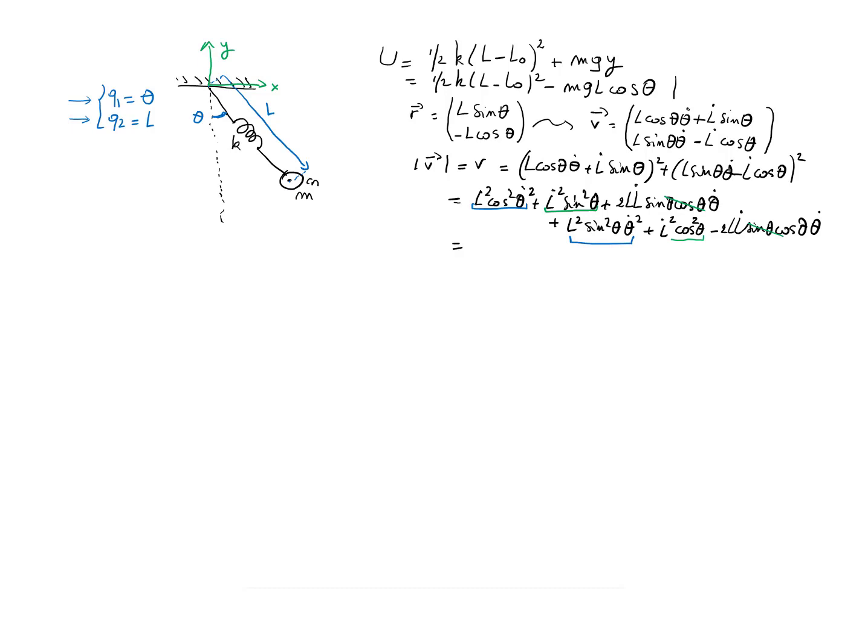Luckily things become a little bit easier. I forgot the cosine in the theta over here. So the blue terms give you L squared theta dot squared, and the green terms give you L dot squared. The kinetic energy is a half times m times v squared. There's a mistake in what I've written: it's squared, so I need this squared in my kinetic energy. So it's a half m times (L squared theta dot squared plus L dot squared), and this is your kinetic energy.